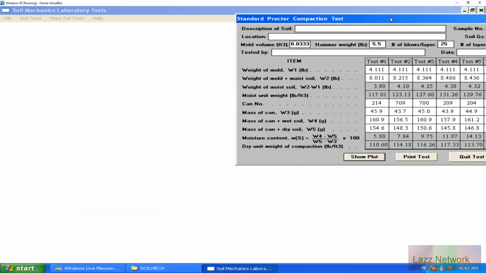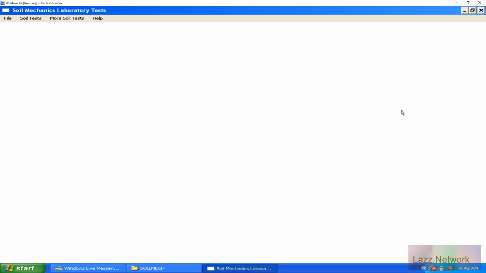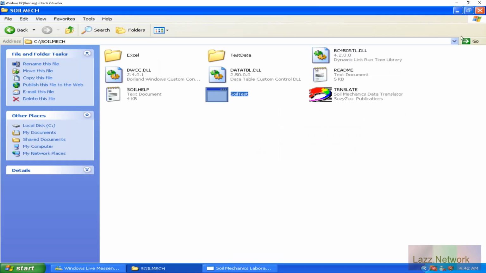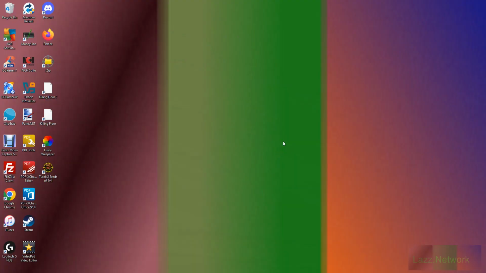That, everybody, is laboratory compaction characteristics of soils, otherwise known as the proctor. And that pretty much wraps up this series for laboratory software.